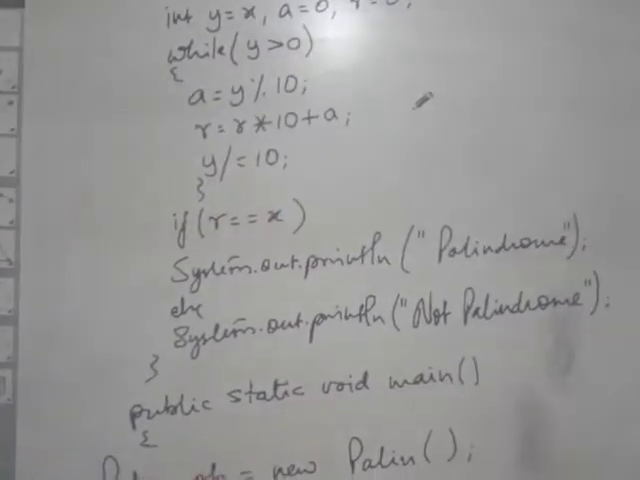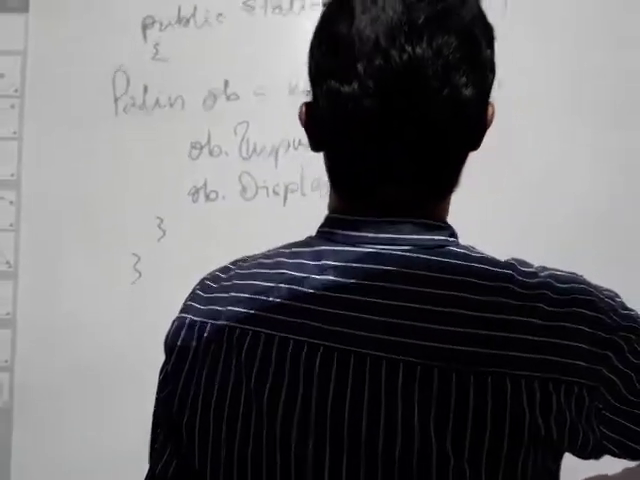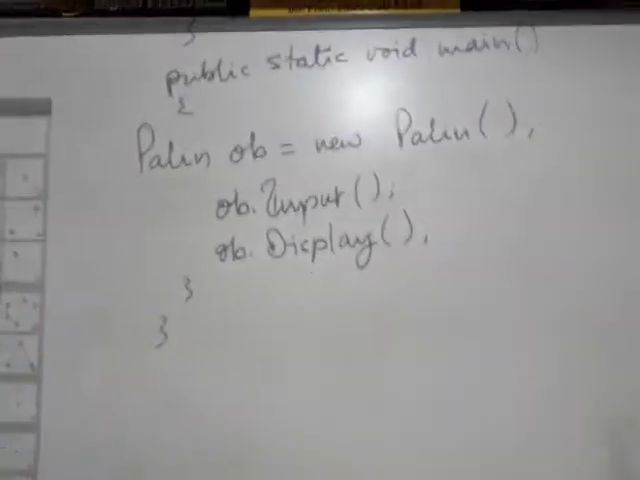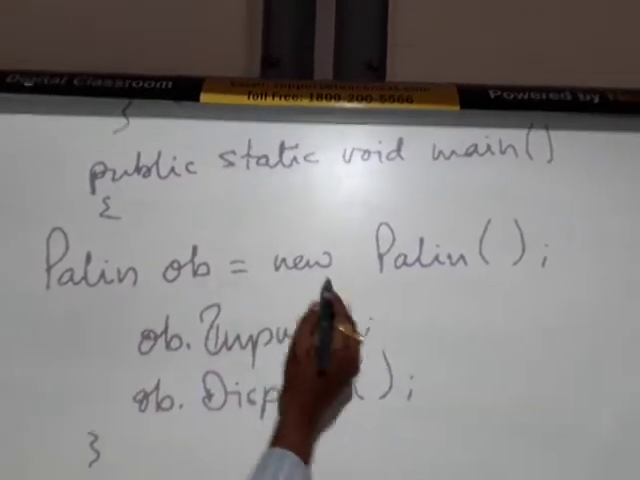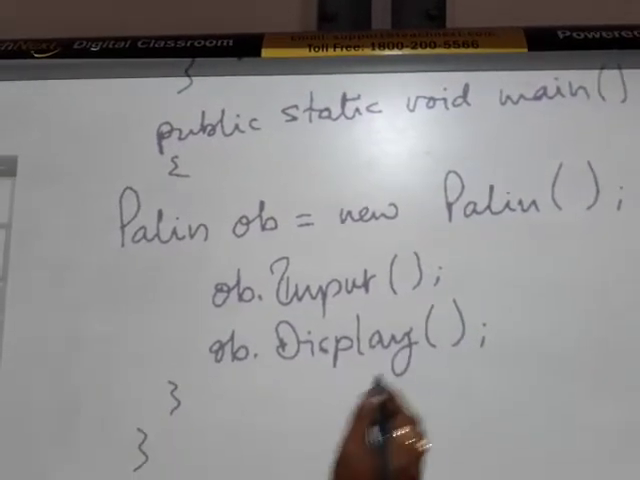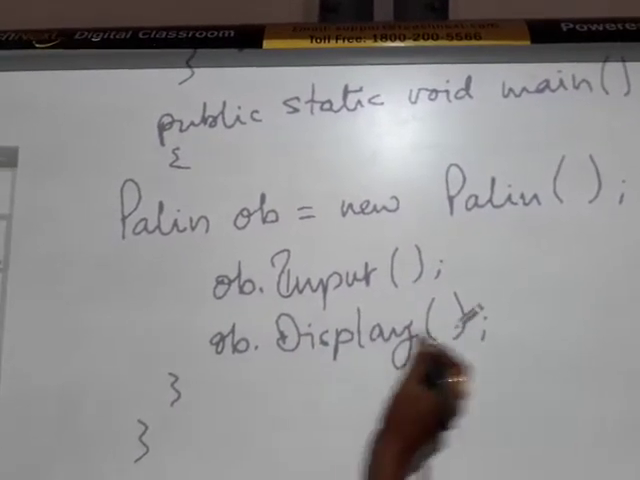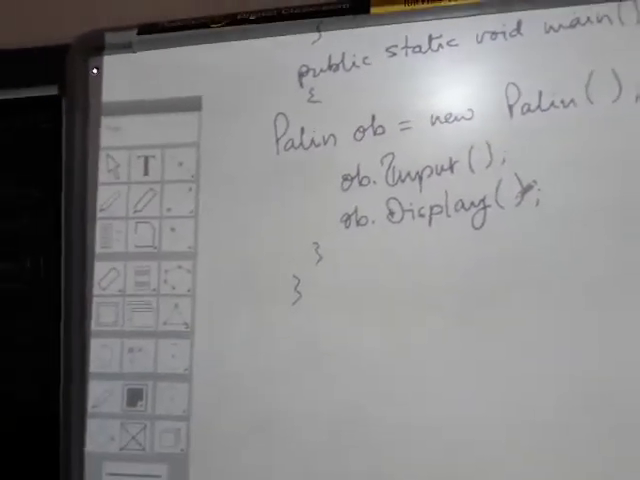Then let's see how you are invoking, how you are calling the functions from the main method. Create an object: palin ob equals new palin, ob.input, because it is without argument, without return. Same thing, display also without argument, without return, so ob.display. So this is your first question.